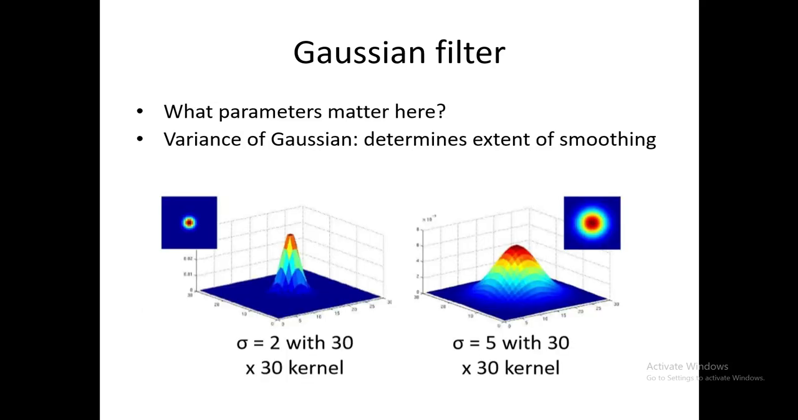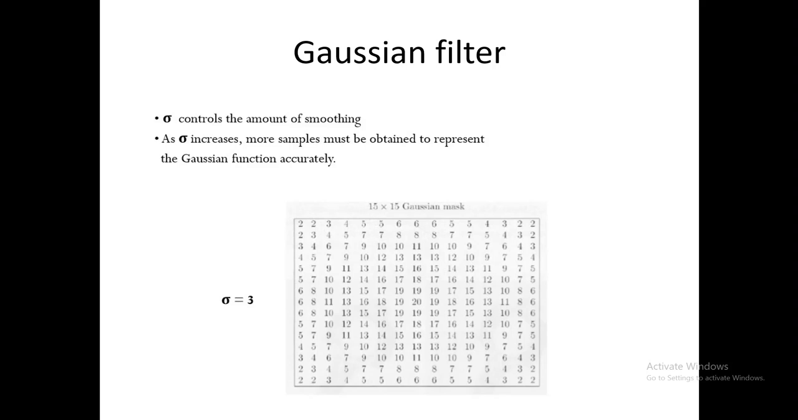As we have discussed, the parameter that matters here is obviously the variance of the Gaussian, or standard deviation of the Gaussian, which determines the extent of smoothing. We can see here the shape of the bell, or the nature of the kernel, with sigma equal to 2 and with sigma equal to 5. Obviously sigma equal to 5 will create a greater blurring effect, and sigma controls the amount of smoothing.